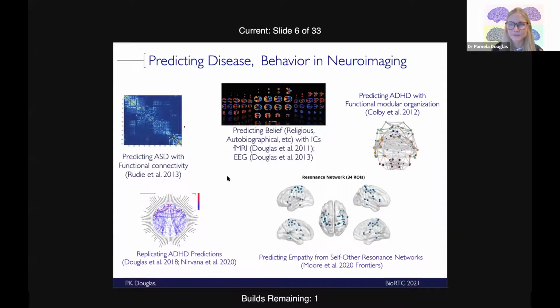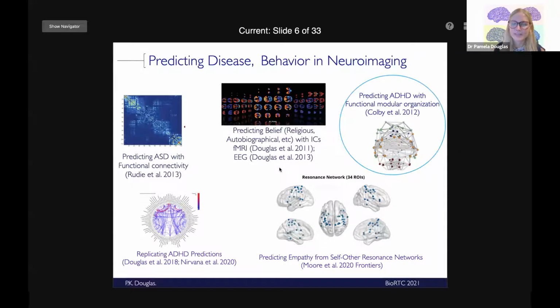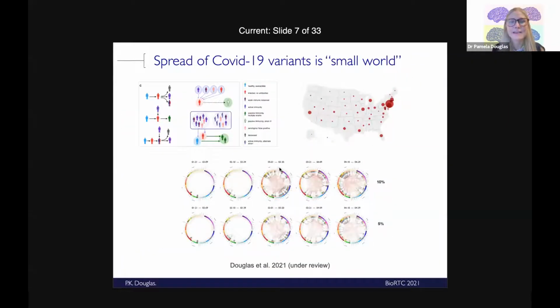And recently, this is fun work that I collaborated on with Leo Moore, who's also participated in some of the Trends events. We were able to make predictions about empathy using self-other resonance networks in the brain, again using functional MRI data. But this functional modular organization one is kind of fun because it rests on this graph theory method. And more recently, I've worked with one of my graduate students, Farzad Farahani, and we've examined the spread of COVID variants using graph theoretic networks in combination with deep learning and prediction techniques.